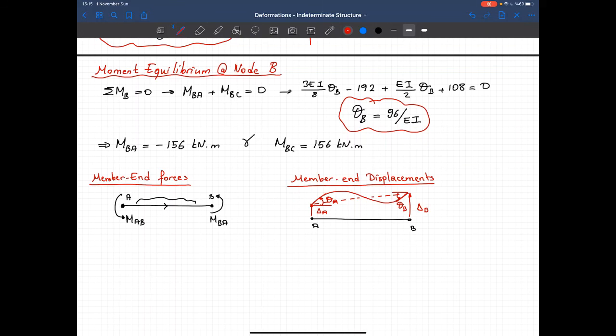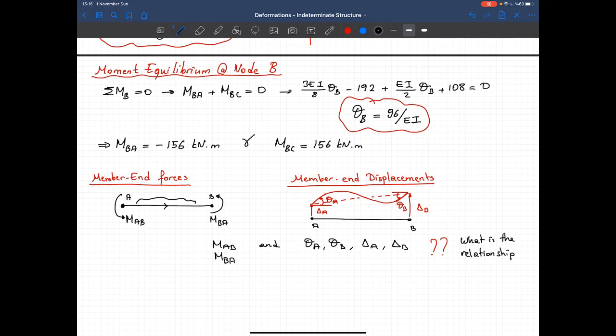Now the question I am going to ask is, what is the relationship between MAB and theta A, theta B, delta A, and delta B? And of course, the same question exists for MBA. What is the relationship? And my next step is to figure out that.